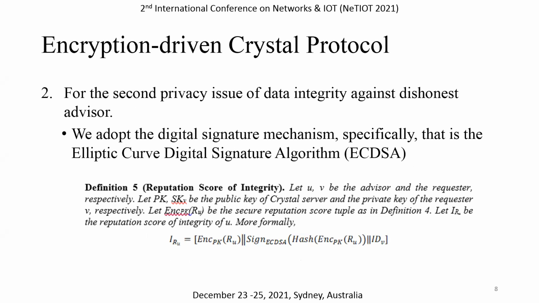In the second aspect, we need to guarantee integrity against the dishonest advisor. So we can adopt the mechanism of the digital signature, and we use the elliptic curve digital signature algorithm, ECDSA. This is the way to use it.